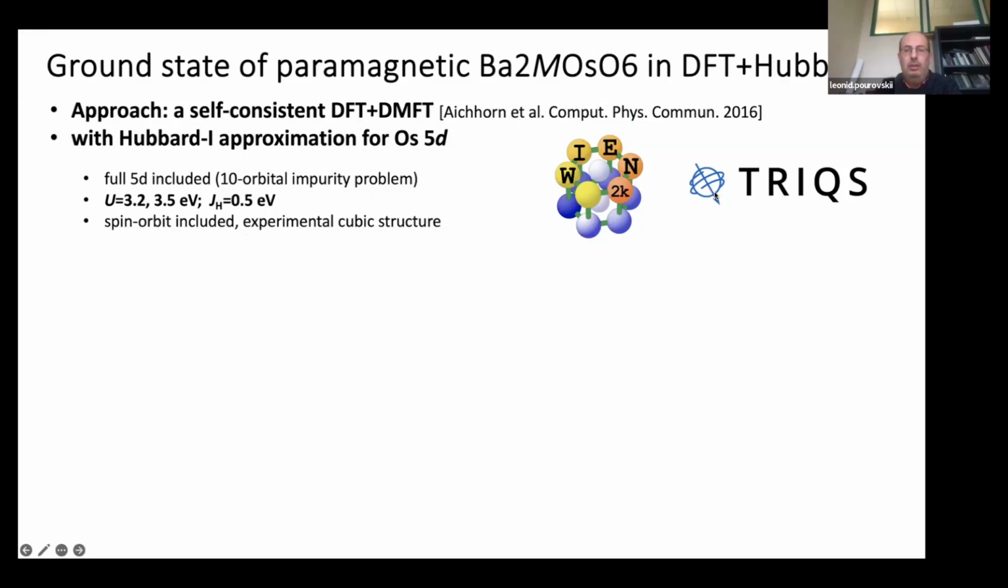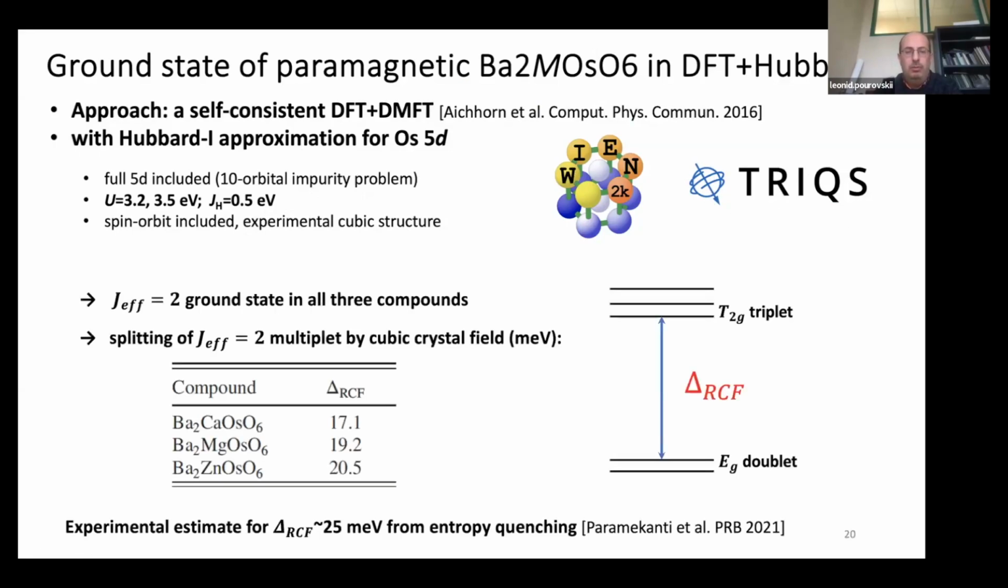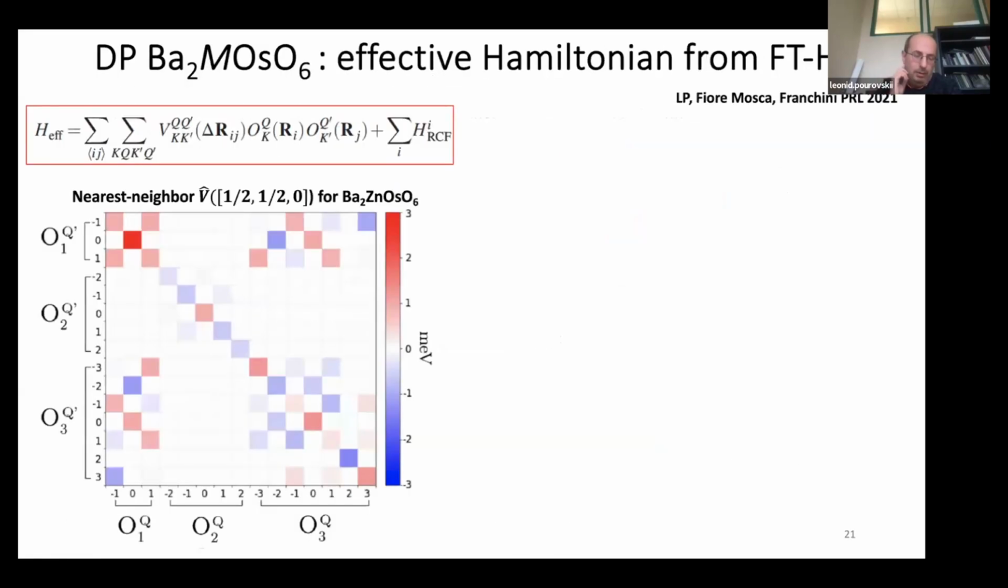So we use Wien2k and TRIQS implementation of DFT plus DMFT and the Hubbard 1 solver. What one finds is indeed there is a splitting of the J effective ground state, and the crystal field splitting is found to be around 20 meV and agrees with the experimental estimate. But then the next step was to calculate all these intersite exchange interactions, which I show here in the same form as for the previous case.